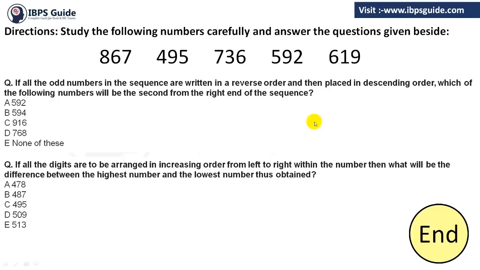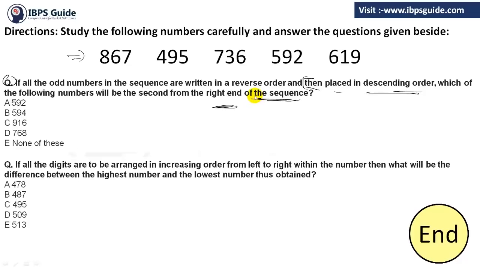Okay, the time's up. Now see, this is based on a number series, in which the first question is: if all the odd numbers in the sequence are written in the reverse order and then placed in descending order, which of the following numbers will be second from the right end of the sequence? Now see what we have to do. First of all, we have to reverse the order of the odd numbers. Then we have to arrange all of them in descending order. Then we have to find out the second from the right end.